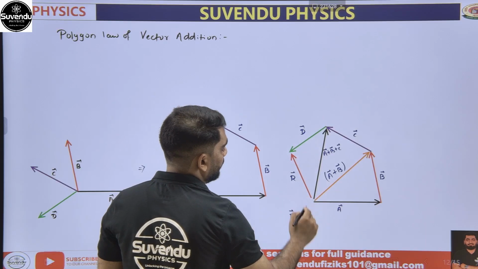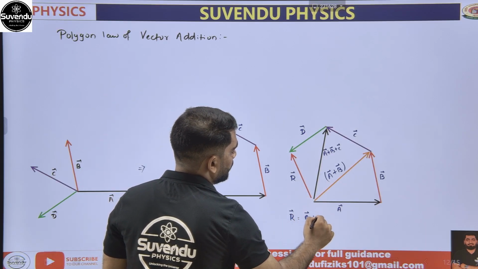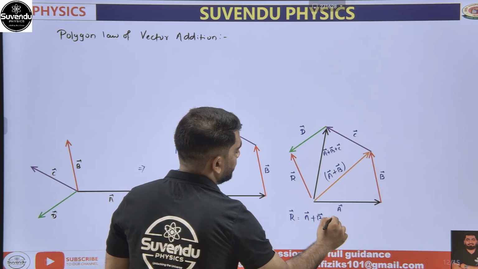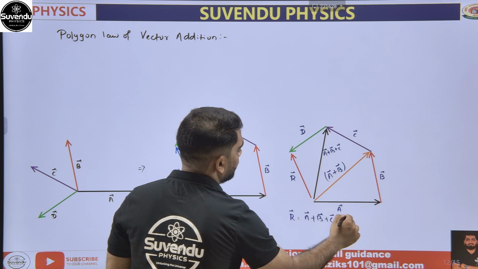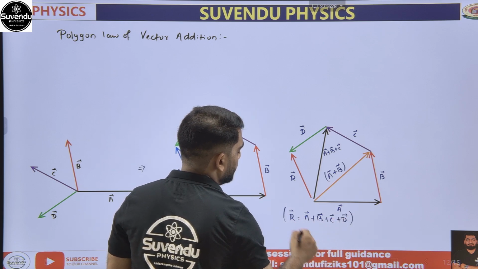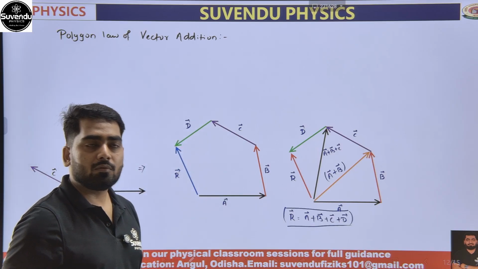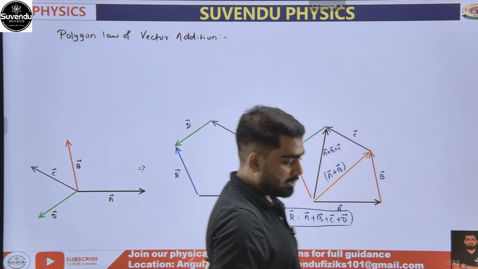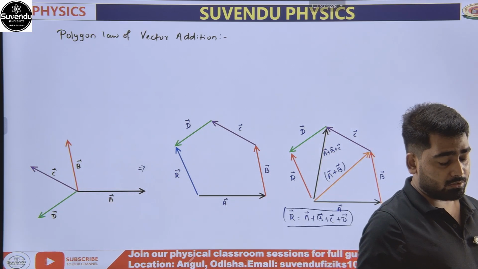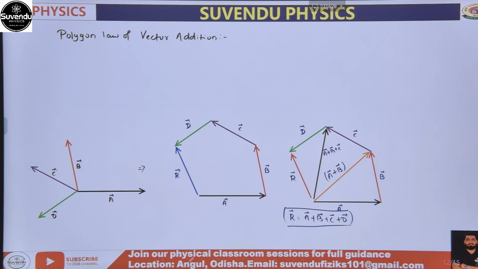A vector plus B vector plus C vector plus D vector. I think this part is very clear to all of you. In this way we can explain the polygon law of vector addition. Now write: if more than two vectors, polygon law of vector addition, focus on this.